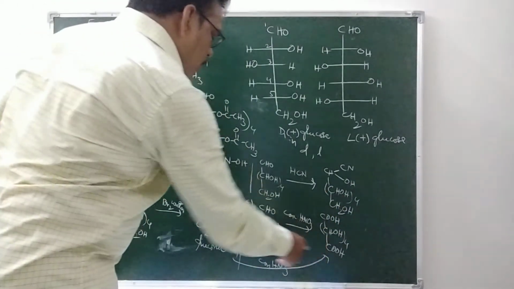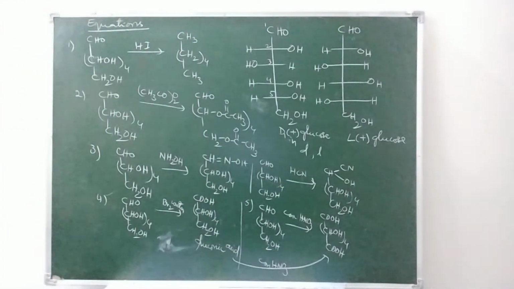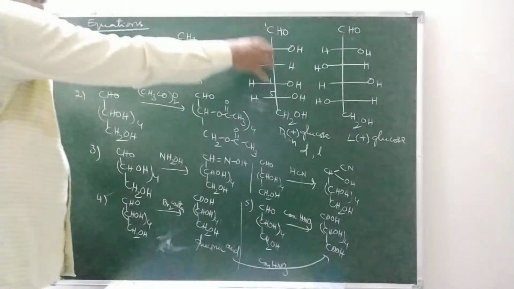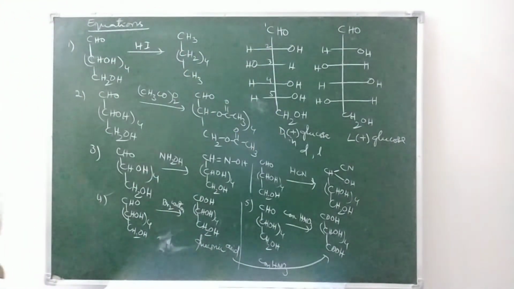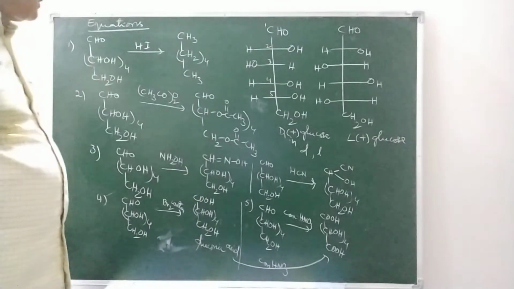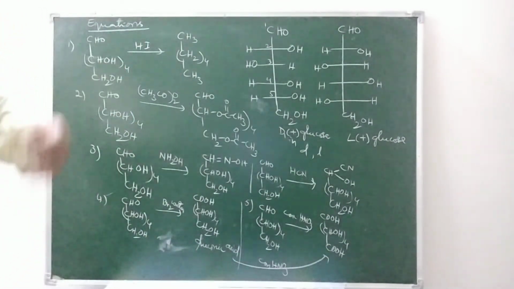The second COOH group is from the primary alcohol group. Okay, so with this structure, we can explain all the chemical properties of glucose. Of course, there are some questions.